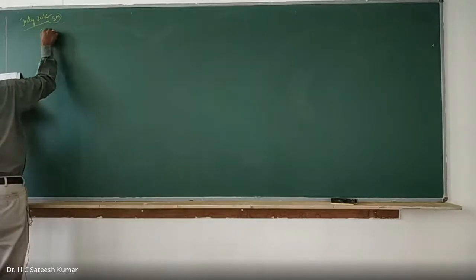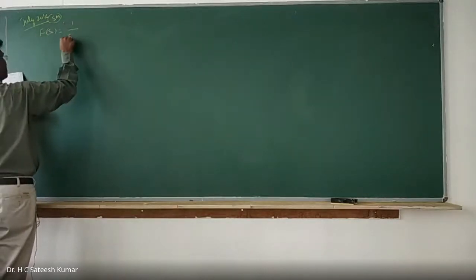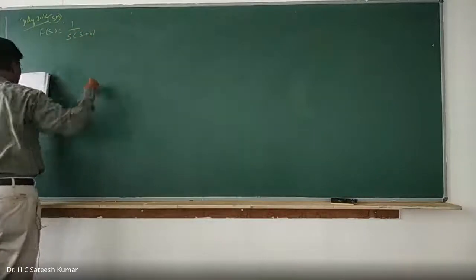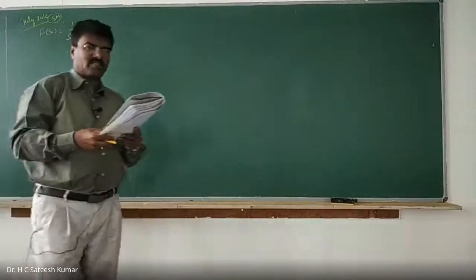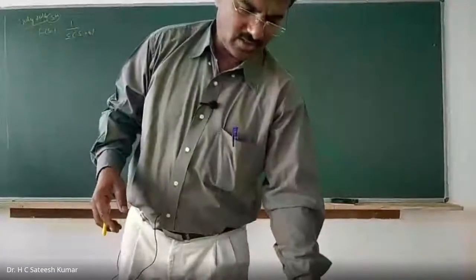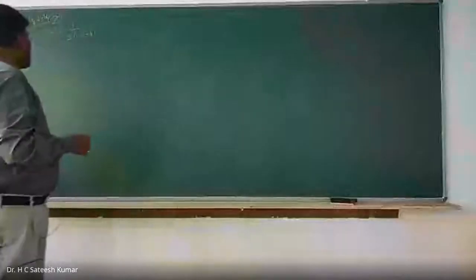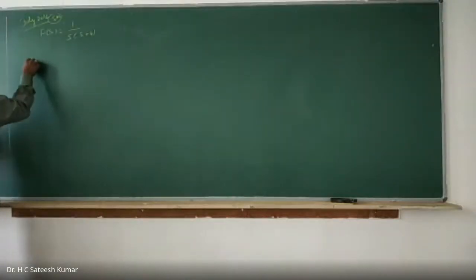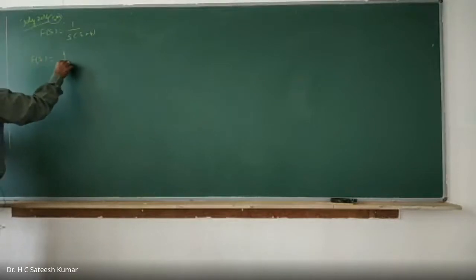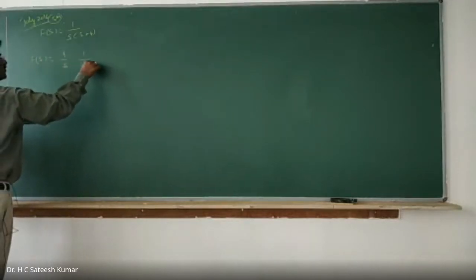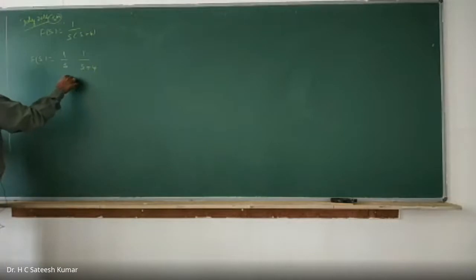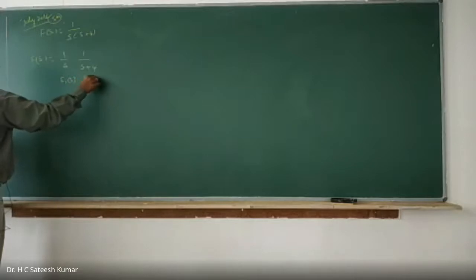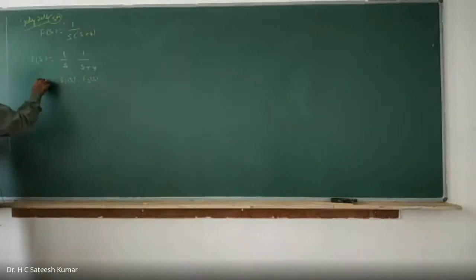F of s is equal to 1 divided by s into s plus 4. This is very easy using the partial fraction method, but he said to find the inverse Laplace transformation using convolution integral. So what does convolution integral mean? We have to use the convolution property. F of s can be split into 1 by s into 1 by s plus 4. Let us call this f1 of s into f2 of s, which is equal to f of s. Now you take the inverse Laplace transformation.